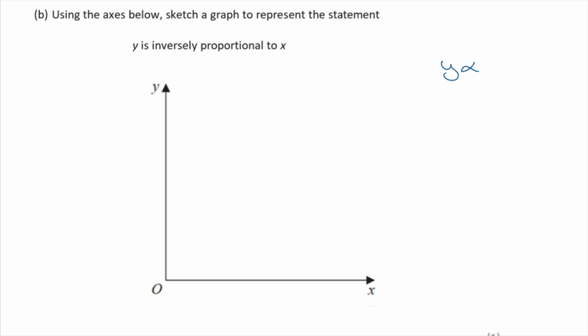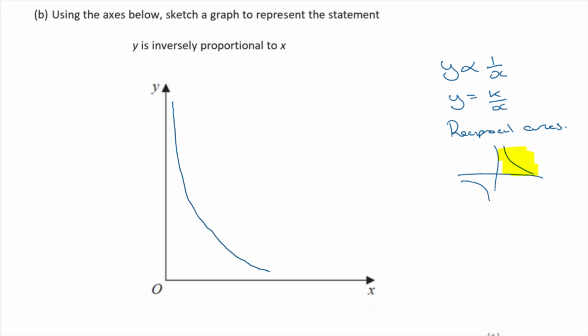So if y is directly proportional to 1 over x, then if you were going to replace that with a constant of proportionality, you'd get y equals k over x. And this type of equation falls into the family of reciprocal curves, doesn't it? Okay, and reciprocal curves are very distinct two-part graphs which look like this. Okay, so now we're only plotting this bit of it up here, so my graph is going to look something like this. Okay, so it's a curve which is approaching the axes but never touching them, isn't it? Okay, so something that looks like that.